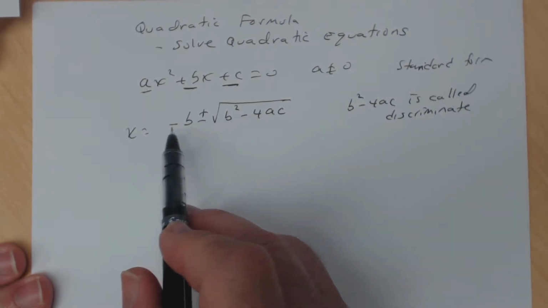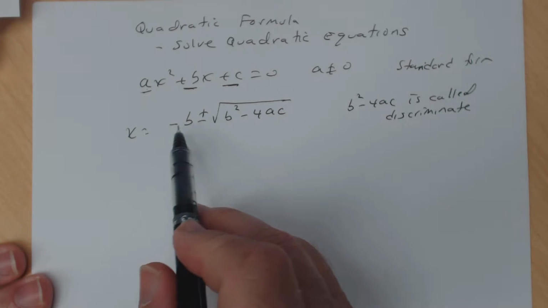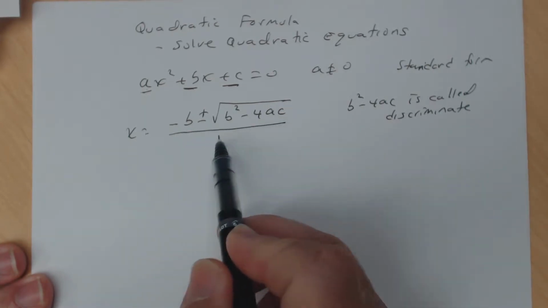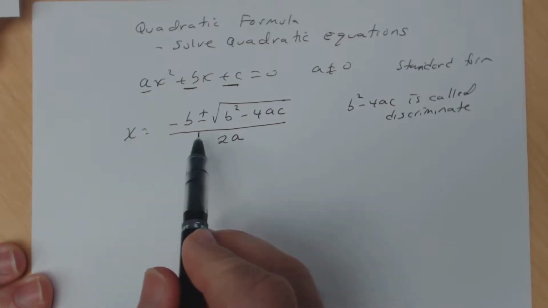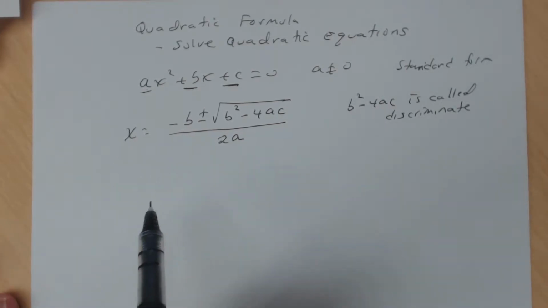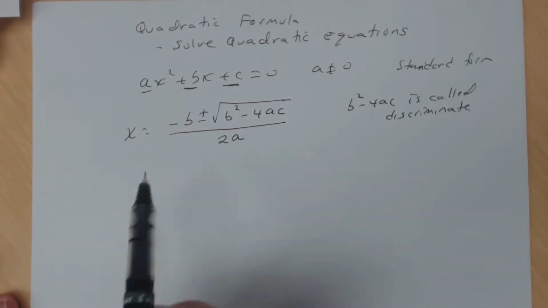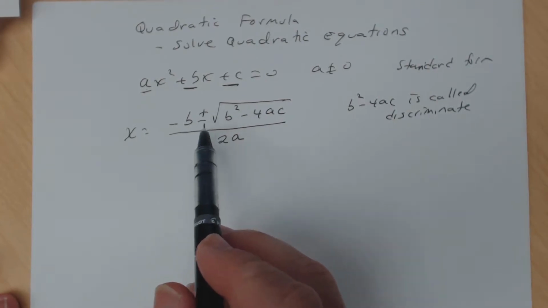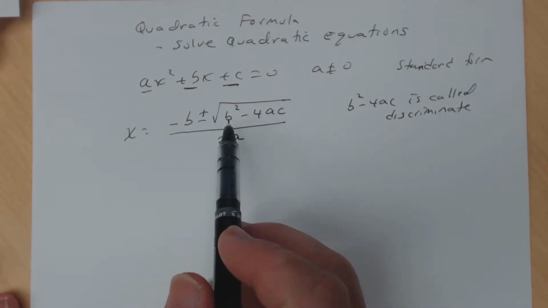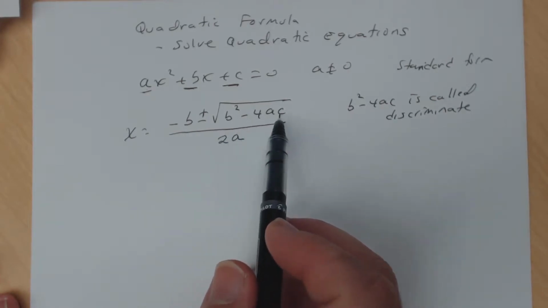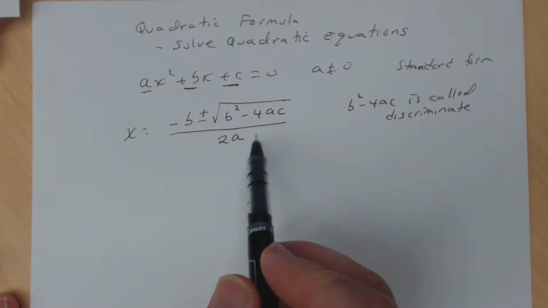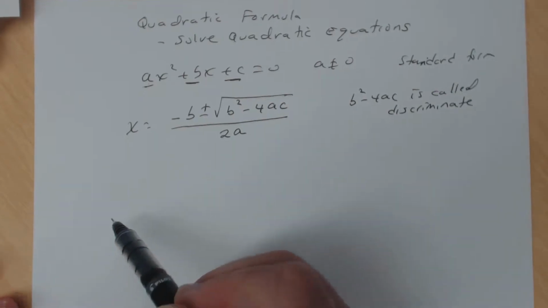So all of this is being divided by 2 times a. So this is your quadratic formula. Make sure you memorize this quadratic formula. So the opposite of b plus or minus the square root of, and your radicand is the discriminant, which is b squared minus 4ac, all over 2 times a.